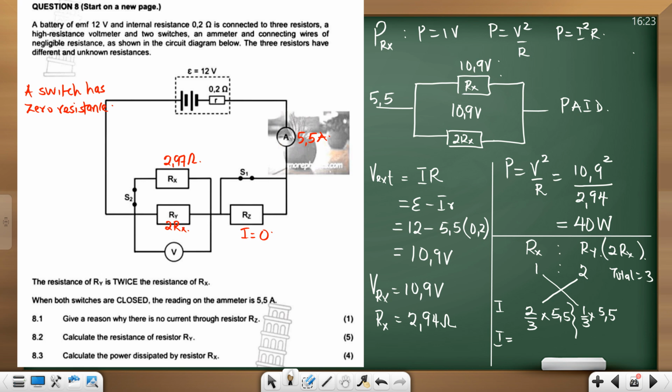Current of X must be higher than current of Y. It must be 2/3 of the total current. I need an answer. 2 over 3 times 5, 5. 3.67. Thank you. Thank you, girls. 3.67.